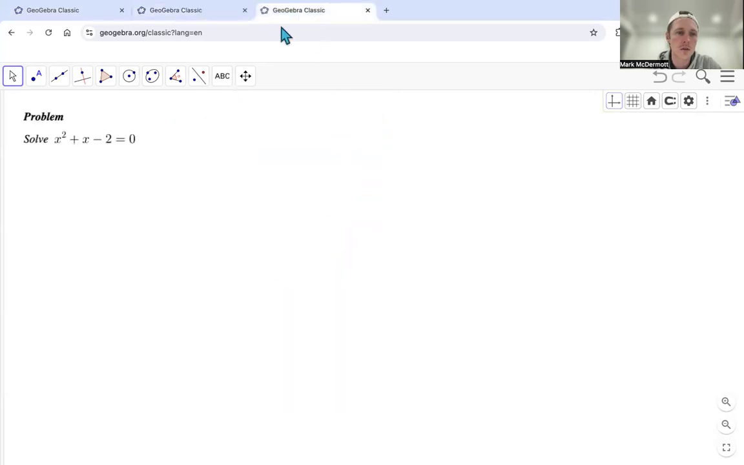Okay, here's a problem to wrap up. See if you can solve x squared plus x minus 2 equals 0. And do it whichever way you're more comfortable with. I suppose what I would say is just be careful with the negative numbers, right? So when you're adding, you're going to have to add negative numbers and you have to multiply negative numbers. So just be careful with that.